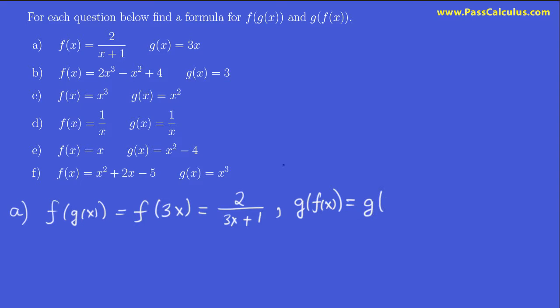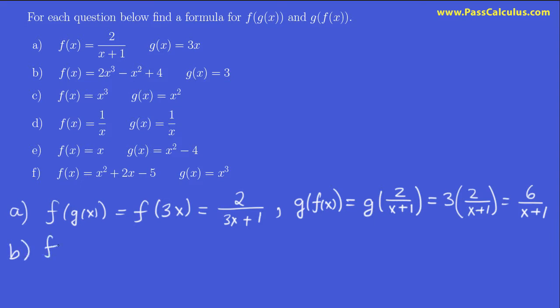Okay, so what about the other question, g at f of x, g composed with f? Well, let's replace f of x by its formula, namely 2 over x plus 1. And what does g do to that? It multiplies. What does g do to anything? It takes 3 and multiplies it by the variable. So what we want to do is multiply this quantity inside the brackets by 3. And that gives us 6 over x plus 1. All right, that completes A.